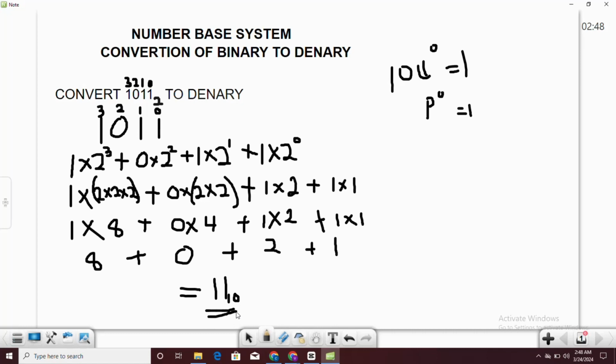So that is how to successfully convert binary numbers to denary numbers.